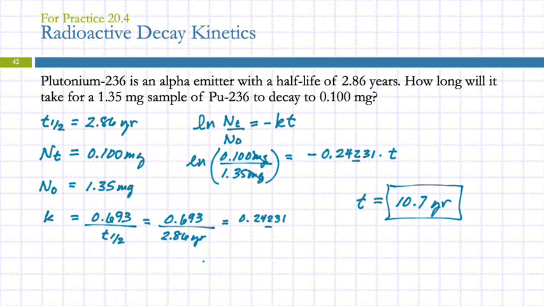And then always ask yourself, does this make sense? Is it ballpark correct? Yeah, because you started with 1.35, and after 2.86 years, it's going to go down to like 0.65 or something, right? And then another 2.86. And so, yeah, this is reasonable.